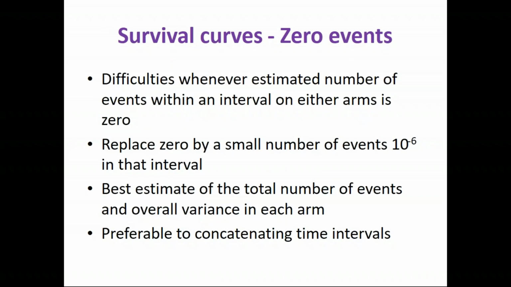So just a quick note about zero events and these survival curves. You will come across difficulties if the estimated number of events within any of those intervals on either arm is 0, and that will happen when within that interval there's no change in the curve, so it's not dropping down at all. And in that case, the advice is to replace the 0 by a very small number of events in that interval. And this is then the best estimate of the total number of events and overall variance in each arm, and is preferable to combining time intervals to get around that problem.